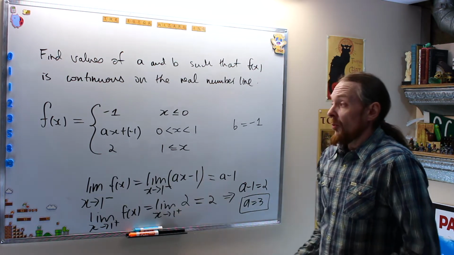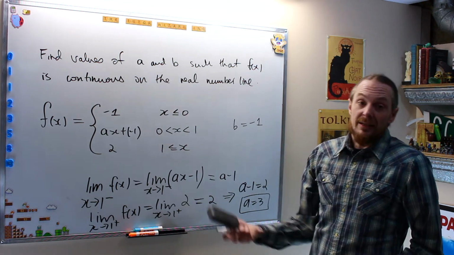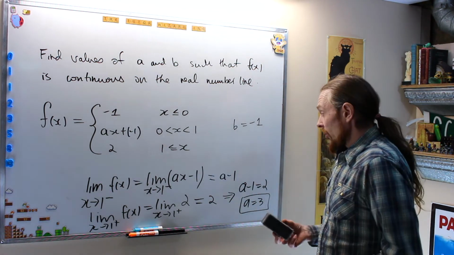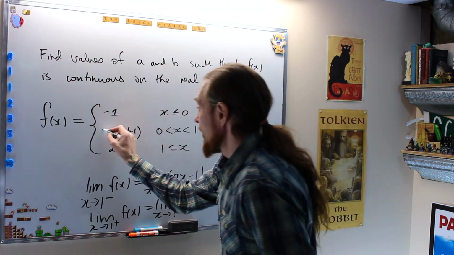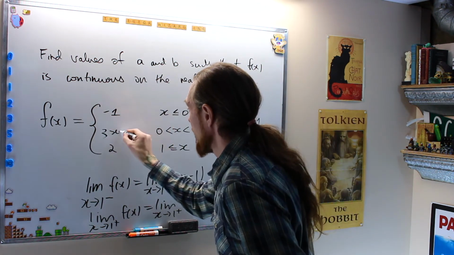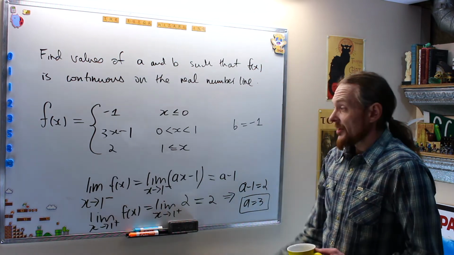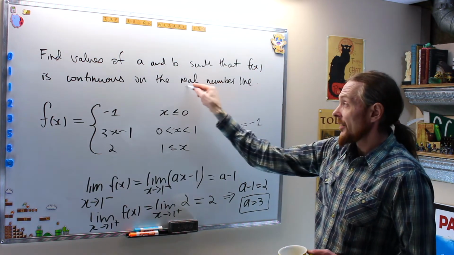So basically, once we have that, you can actually explicitly do that and then draw the function if you want, but what are we going to get? We are going to get 3x minus 1 is the function which is continuous on the entire real number line.